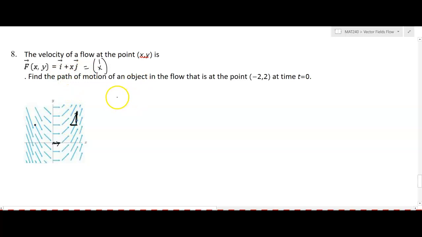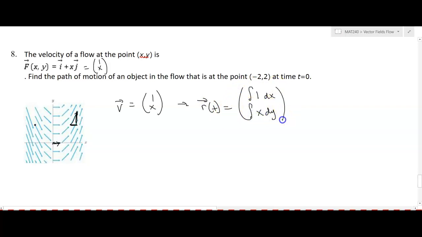Now, in order to solve this, if this is the velocity, if my velocity vector is equal to 1, x, then my position vector, we're going to need to integrate to work backwards, is going to be the integral of 1 dx and the integral of x dy. Here we have to be a little bit careful because x and y are both functions of time. And I made a mistake here. We should be integrating with respect to time, since we're dealing with velocity. So this should be dt, and this should also be dt.